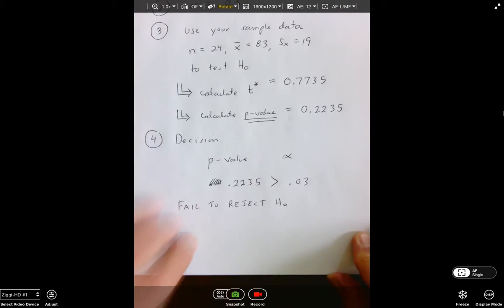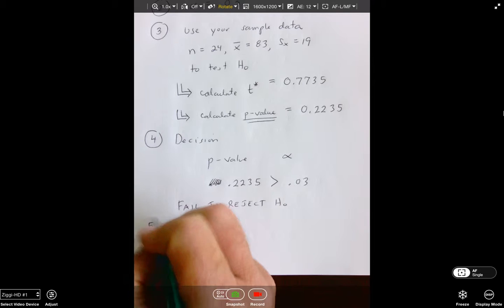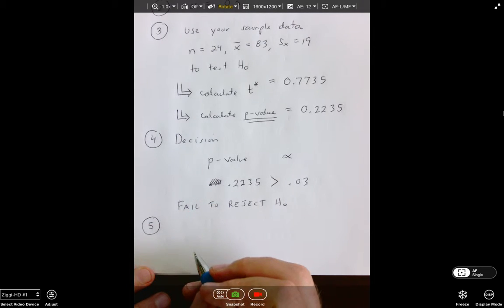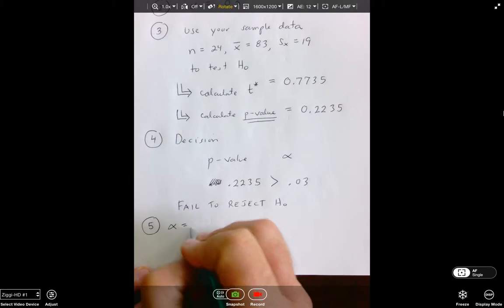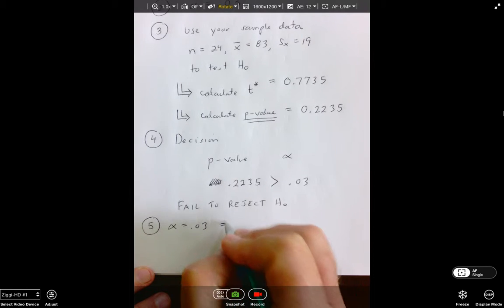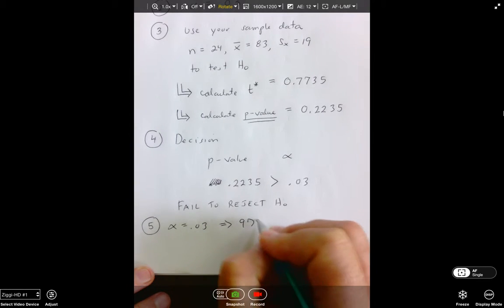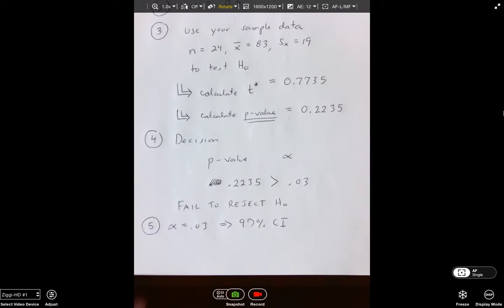I'd like to know the 95% confidence interval, but I'm not going to do that here. My alpha is 0.03. So I'm going to calculate my 97% confidence interval.